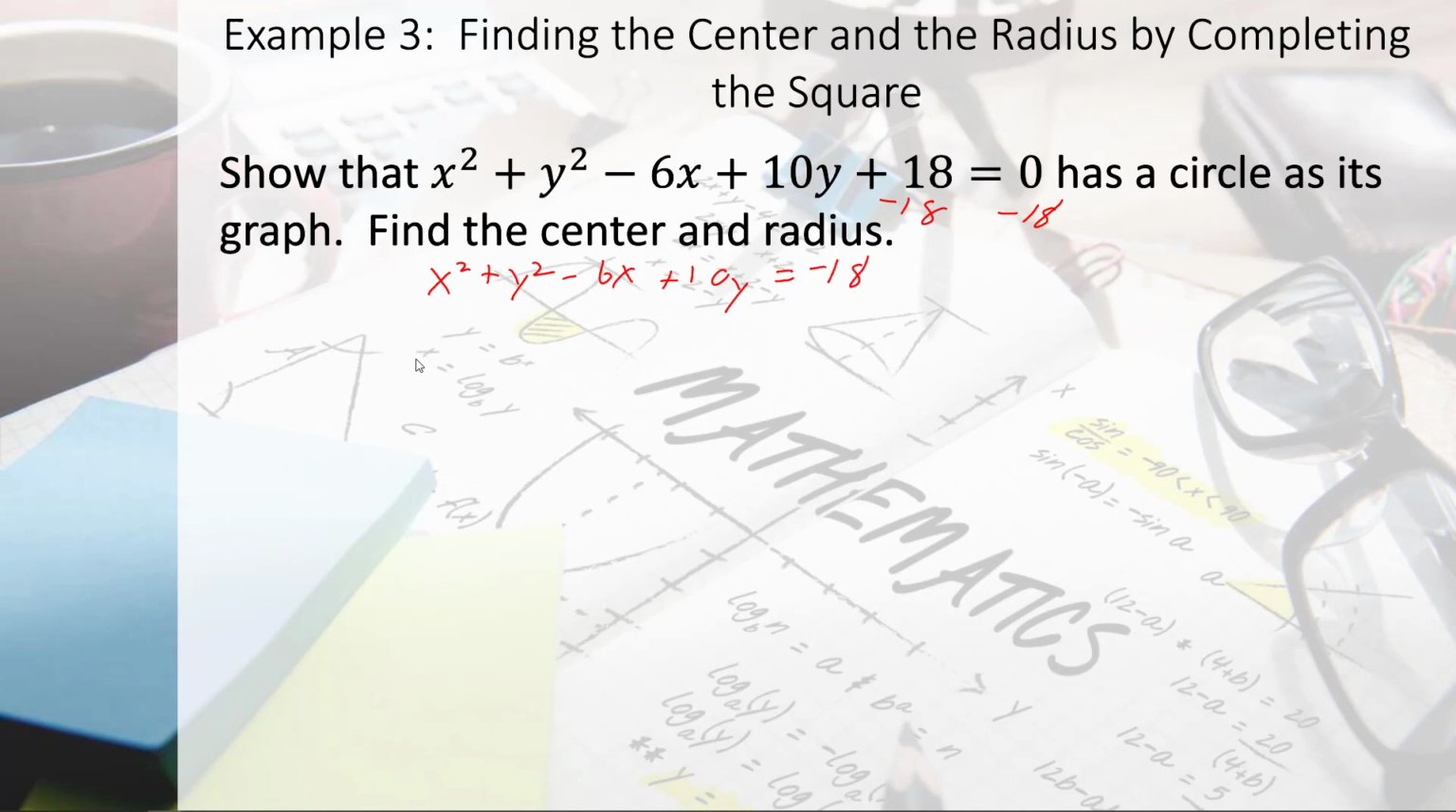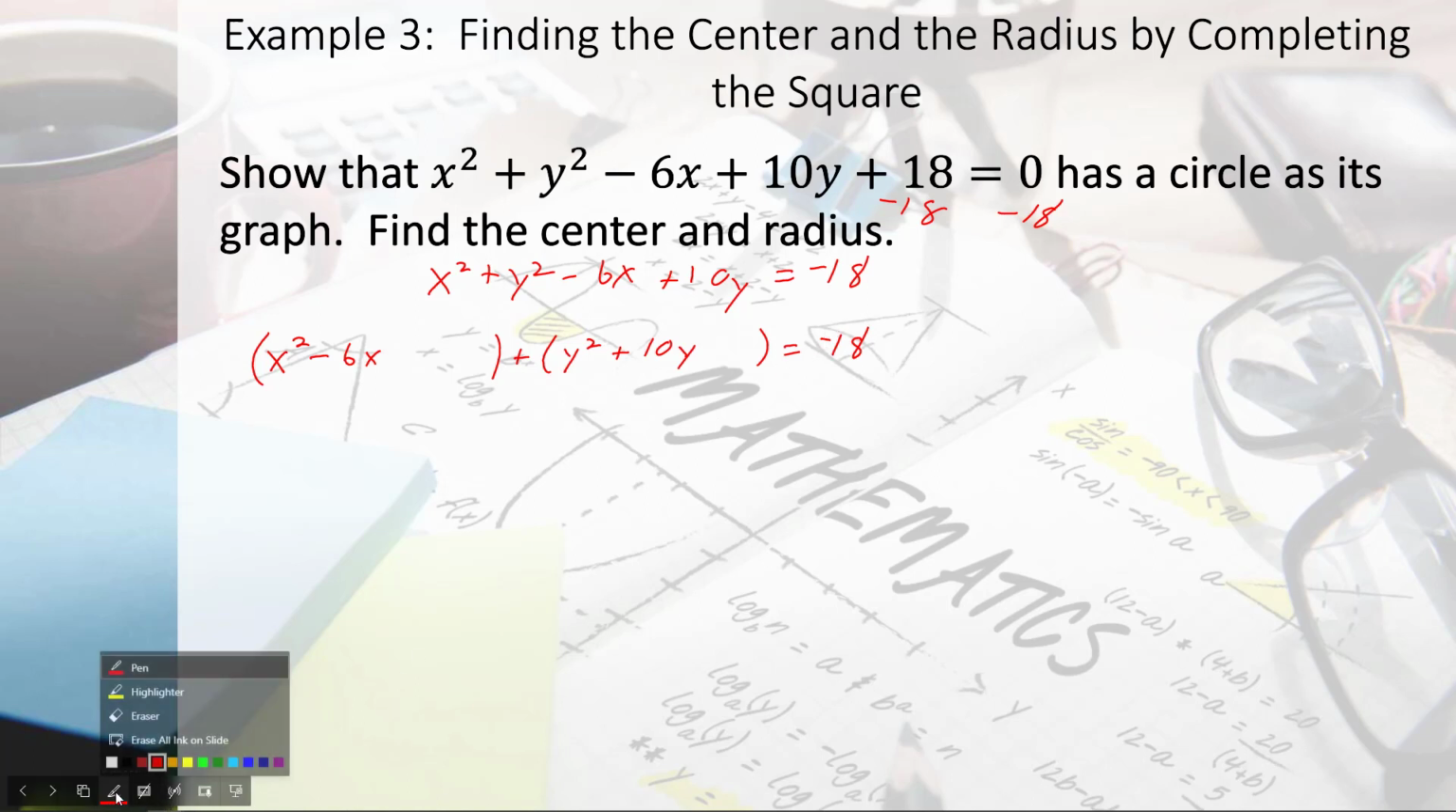Now we want to group our variables together and leave some space. So I'm going to start off with the x terms. That's going to be x squared minus 6x, and I'm going to leave some space here, plus y squared plus 10y, and I'm going to leave some space again, and that is going to be equal to negative 18. Okay, now we want to complete the square.